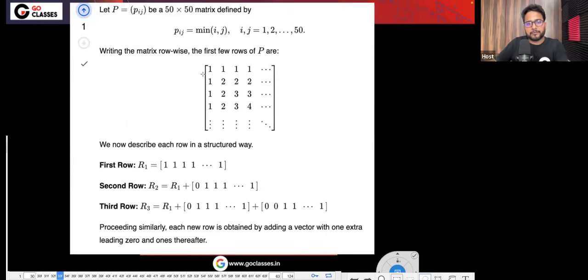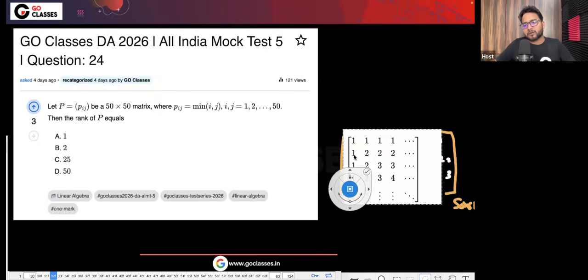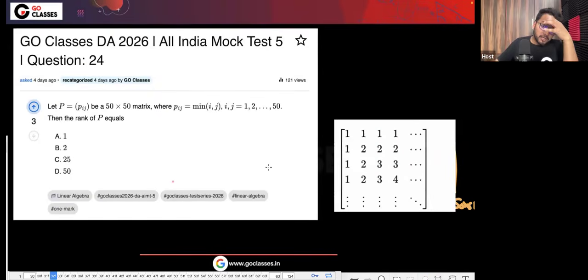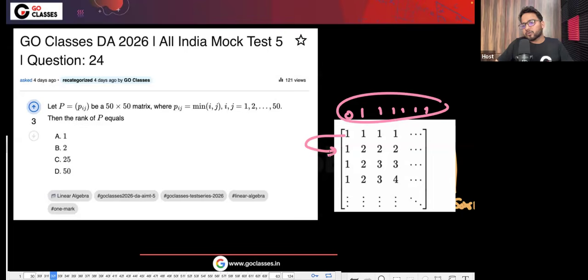This matrix P will look something like this. Now they are just asking the rank of this matrix. Can you see how you're getting the second row using the first row? If you just add one vector, what is that vector? Let's suppose 0 and all the ones. If you add this vector to R1, then you will be getting this row. So the second row is the first row plus 0 and then all the ones.